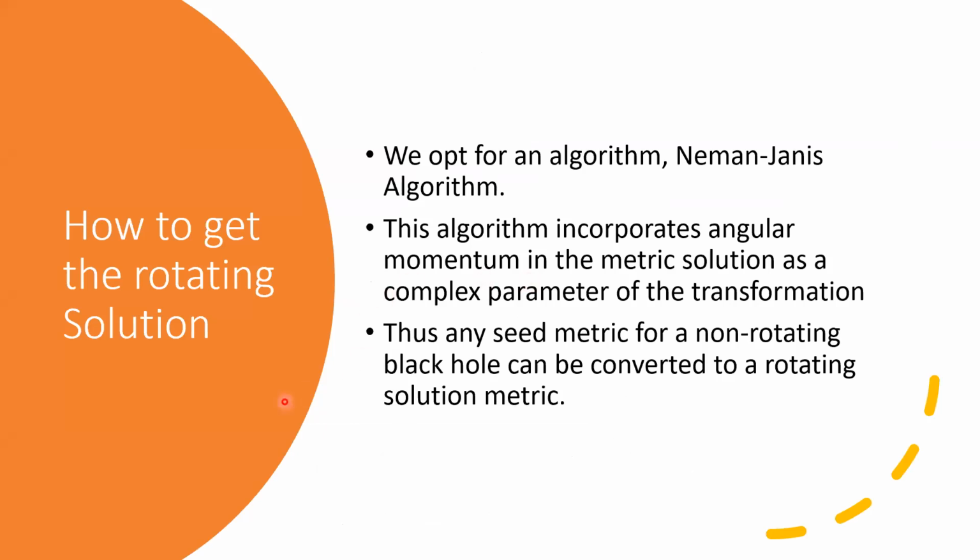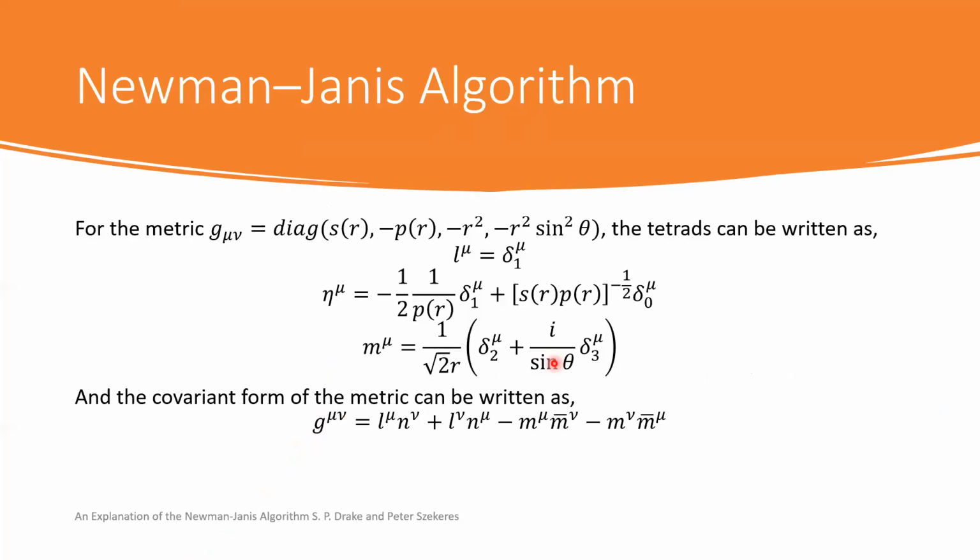Now to find the rotating solution of this system, we'll incorporate an algorithm known as the Newman-Janis algorithm. Basically, this algorithm incorporates the angular momentum into the metric as a complex parameter of the transformation. So if we put in a seed metric of a non-rotating black hole, it can be converted into a rotating solution metric. Here we give a summary of the Newman-Janis algorithm.